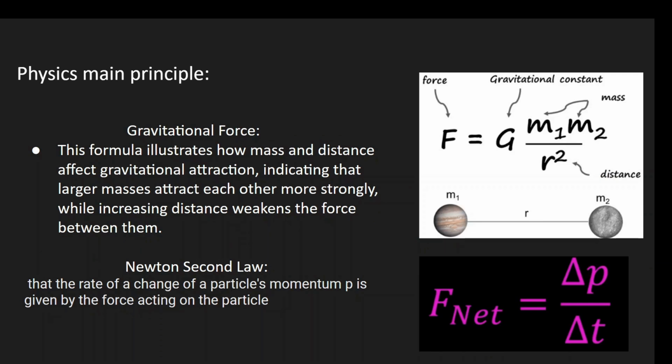The gravitational force illustrates how mass and distance affect gravitational attraction, indicating that larger masses attract each other more strongly, while increasing distance weakens the force between them. And Newton's second law indicates that the rate of change of a particle's momentum p is given by the force acting on the particle, dp over delta t.